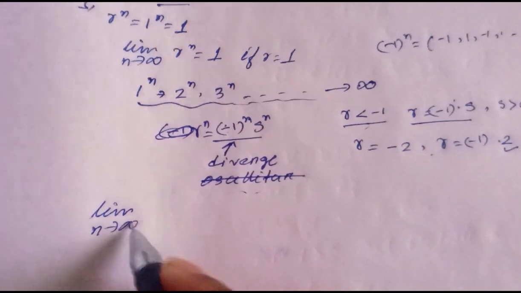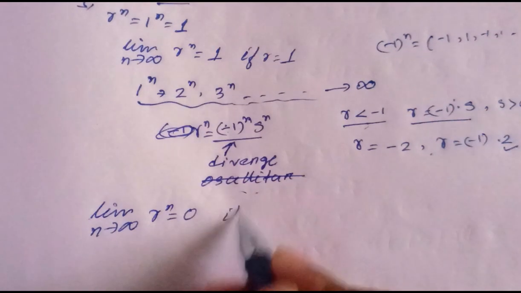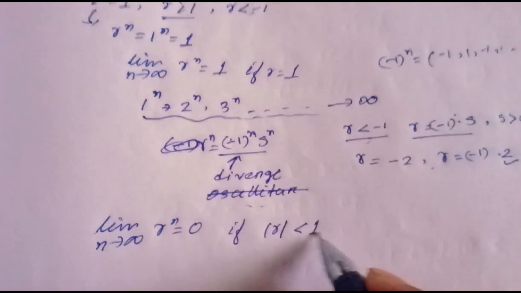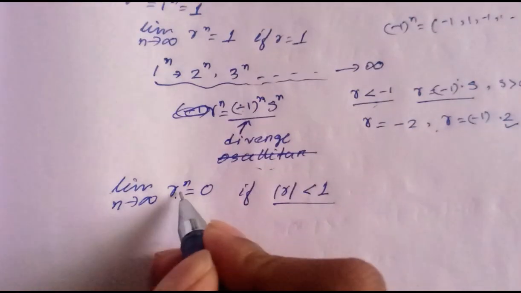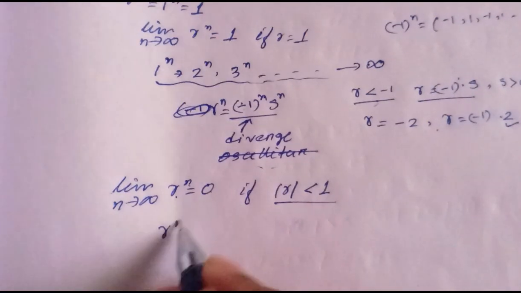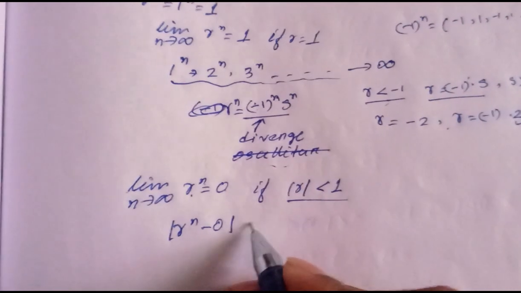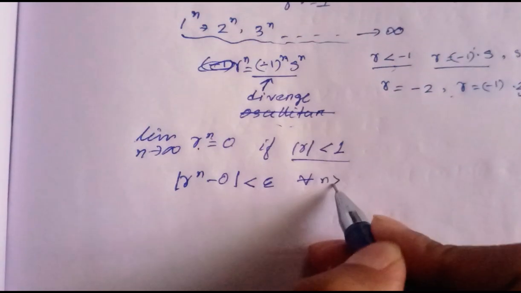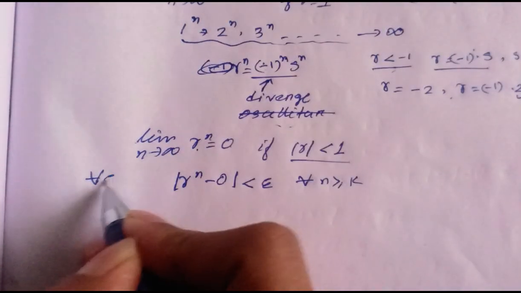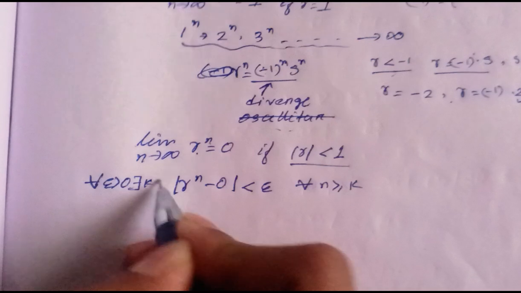So we have to show that the limit as n tends to infinity of r to the power n equals 0 if mod of r is less than 1. Okay, so let's see this case. Now we have to show that the limit of r to the power n equals 0. So we have to show that mod of r to the power n minus 0 is less than epsilon for all n greater than k, for every epsilon greater than 0. This is to be shown.